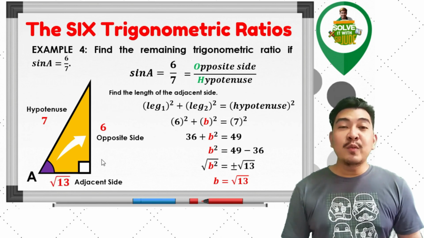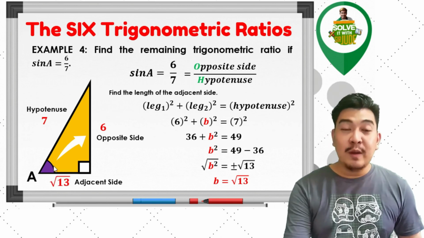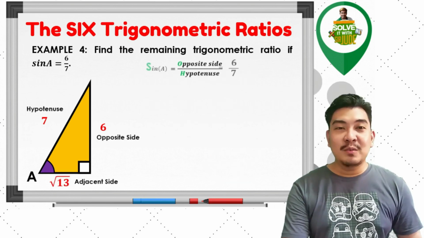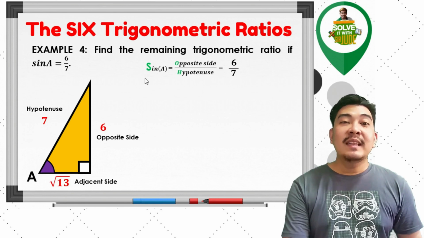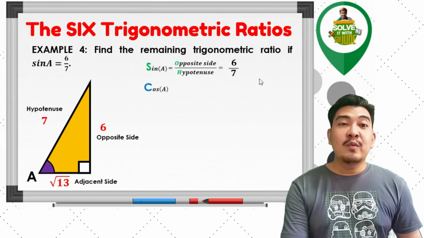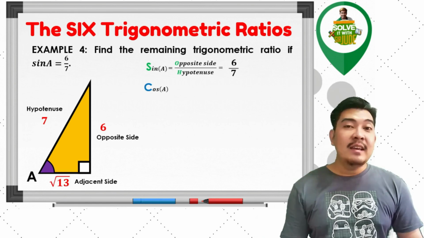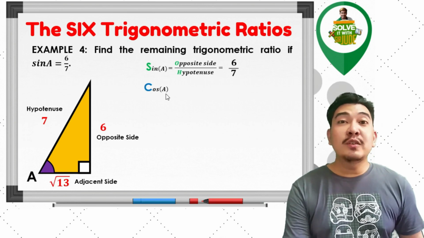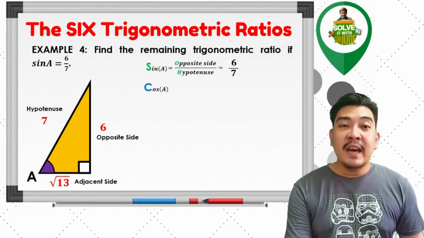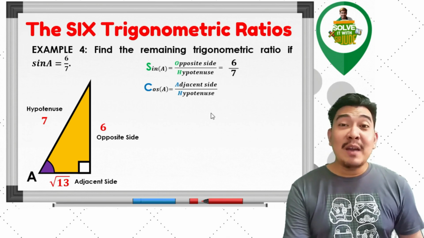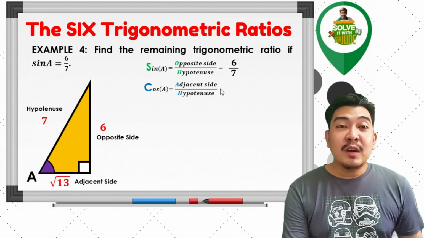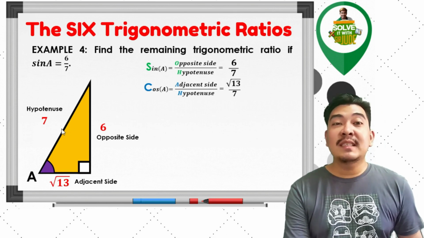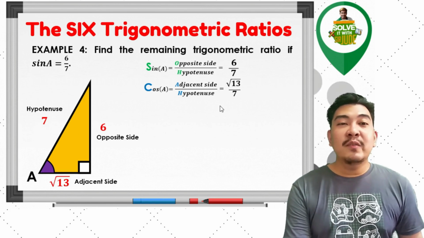So we are now through getting all the measures of the sides of this right triangle. So therefore, ready na rin tayong kuhain yung other remaining trigonometric ratios. We are done with the ratio of the sine. So therefore, we will be going with cosine A. Again, ang reference angle is A. So therefore, lahat ng ating trigonometric ratio should use the reference angle A. So cosine, that will be adjacent side over the hypotenuse. If we substitute the given measures, the adjacent side is square root of 13 over the hypotenuse, which is 7. So the ratio is square root of 13 over 7.